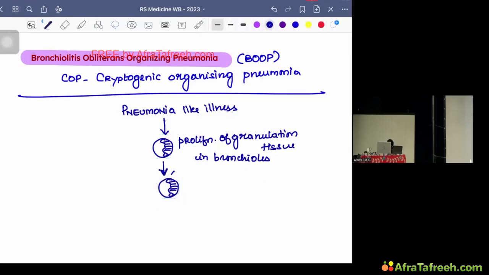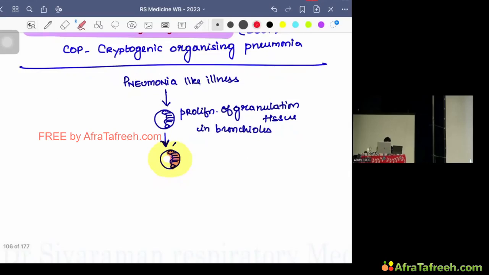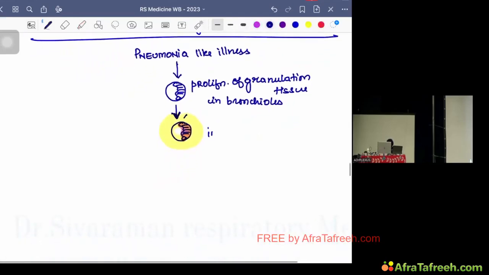chronic interstitial inflammation. So initially they are going to have lumen involvement, followed by chronic interstitial involvement. This condition starts like pneumonia, followed by interstitial inflammation.